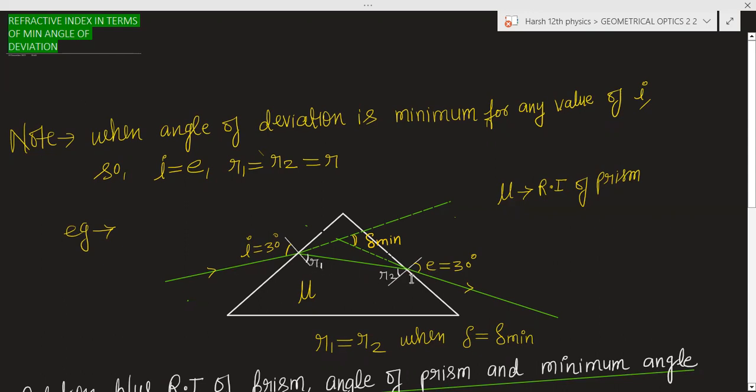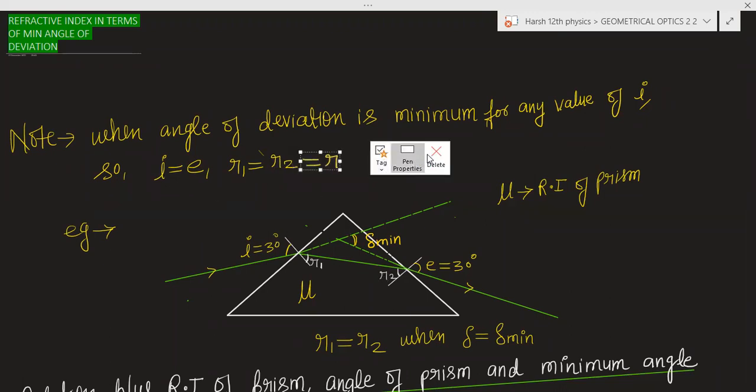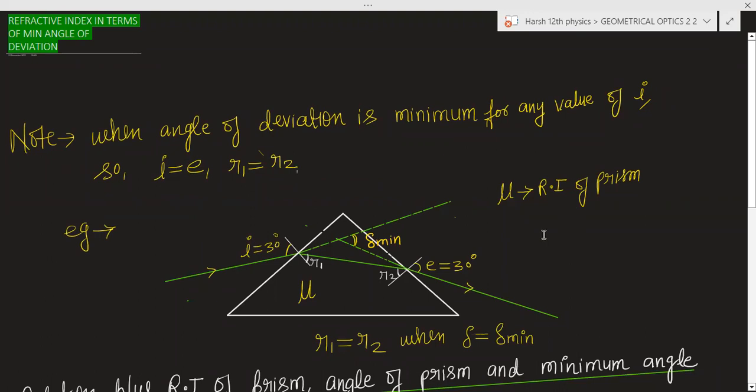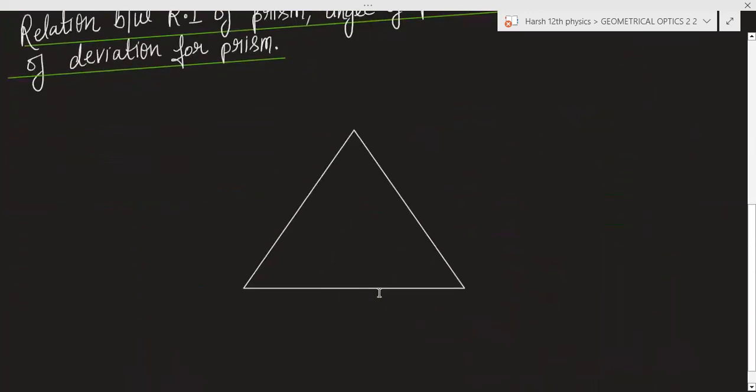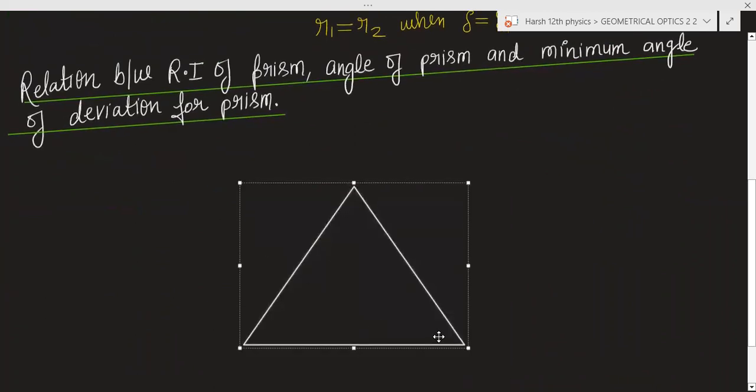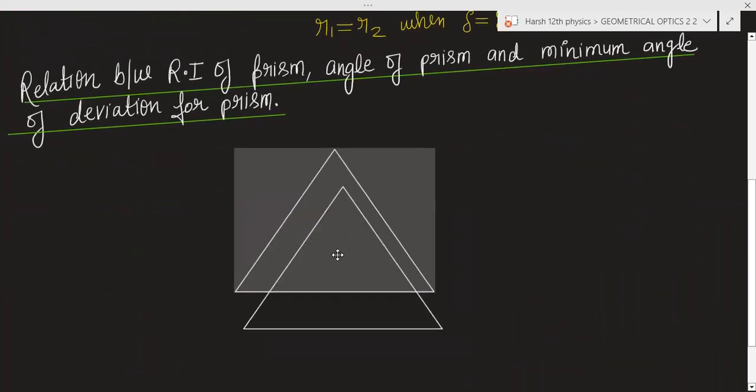Now this R1 and R2 also become equal. So note, when the angle of deviation is minimum, the angle of incidence becomes equal to the angle of emergence, and the values of R1 and R2 become equal. Mu is the refractive index of the prism. Now we will derive that formula.